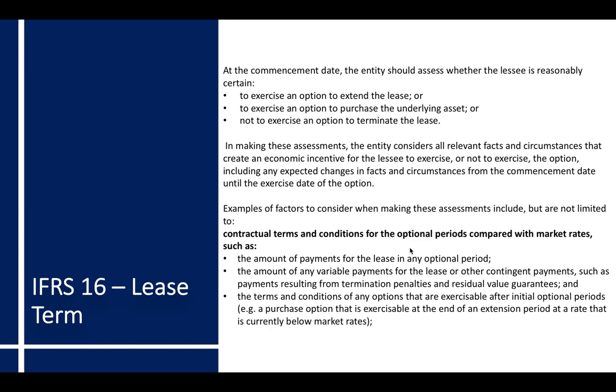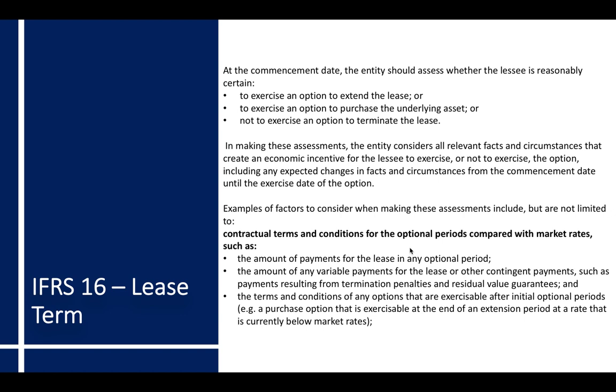At the commencement date, the entity should assess whether the lessee is reasonably certain to exercise an option to extend the lease, or to exercise an option to purchase an underlying asset, or not to exercise an option to terminate the lease. So you have to determine the lease term at the commencement date.